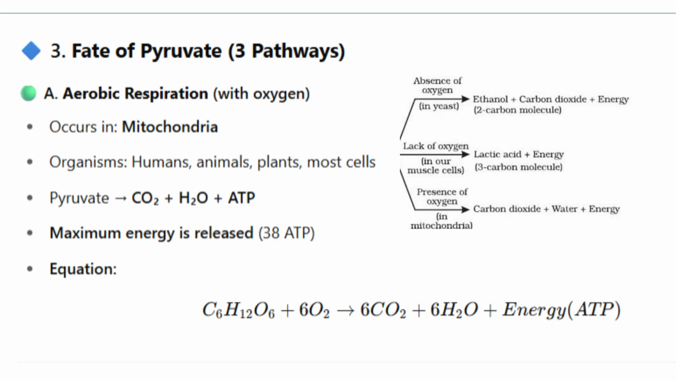A. Aerobic respiration. With oxygen. This is the most efficient pathway and takes place inside the mitochondria. It occurs in most plants, animals, and humans. The pyruvate is completely broken down into carbon dioxide, water, and a large amount of energy, about 38 ATP molecules. Equation. C6H12O6 plus 6O2 gives 6CO2 plus 6H2O plus energy (ATP). This is why aerobic organisms can perform high-energy activities.